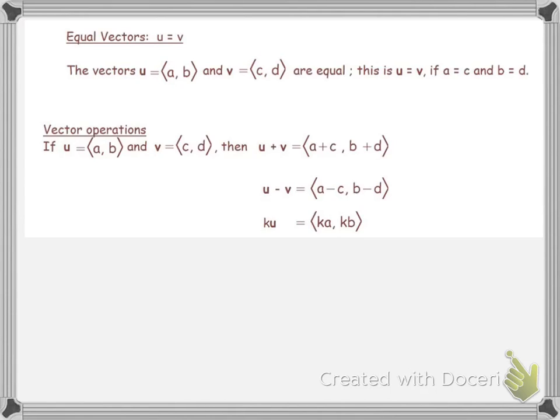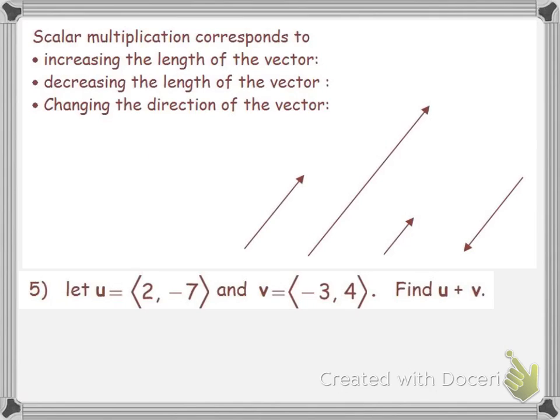But the vector operations: to do u plus v, you add the components. To subtract them, you subtract the components. And the scalar multiplication, k is a scalar, which means just a real number that's being multiplied to the vector.